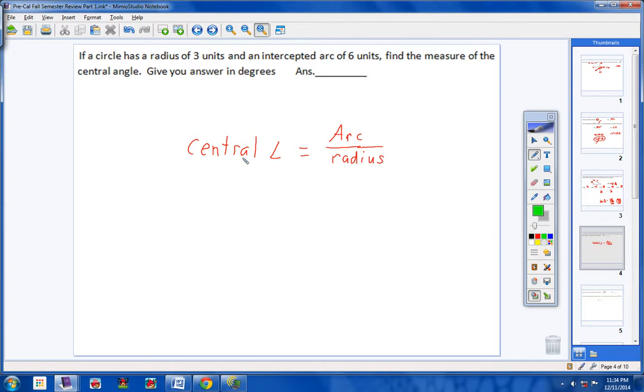Now, one thing you need to know, this central angle always has to be in radians, or when you use this formula and you get out an angle, it will always come out in radians. Alright, so having said that, let's go ahead and use this formula. Here we go. If a circle has a radius of 3, so I'm going to go ahead and get rid of this radius here.